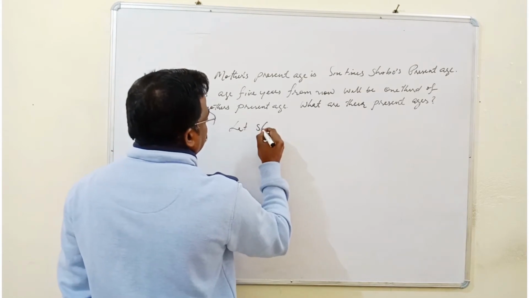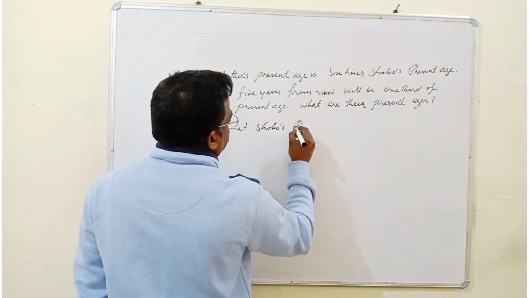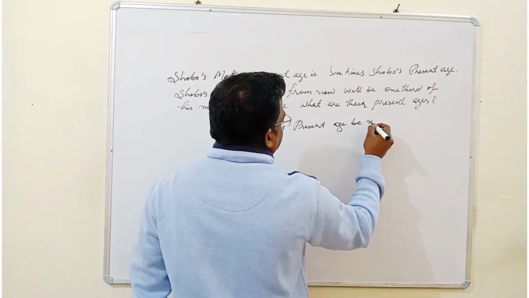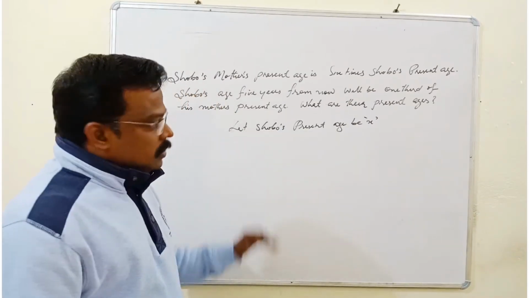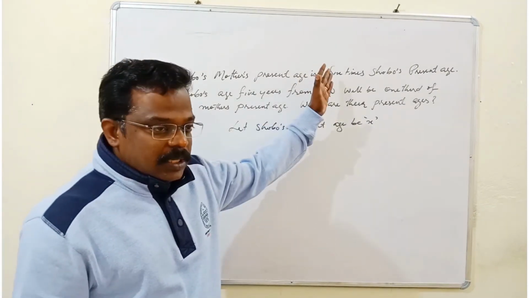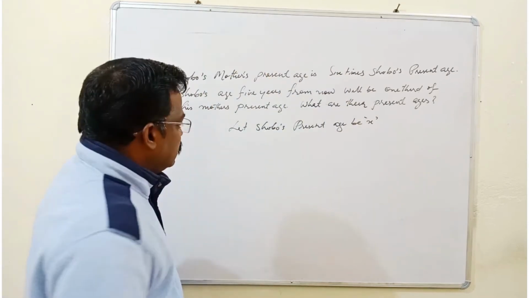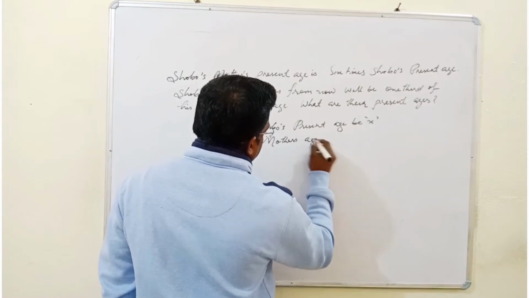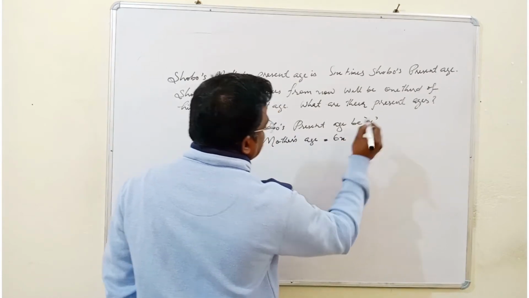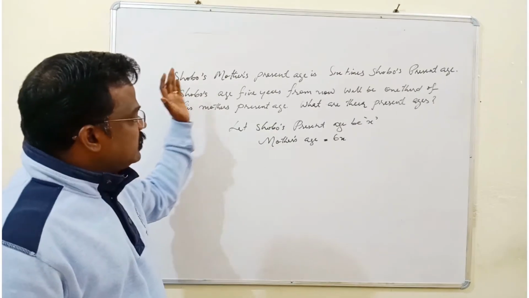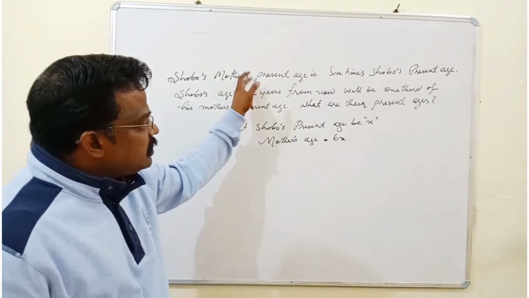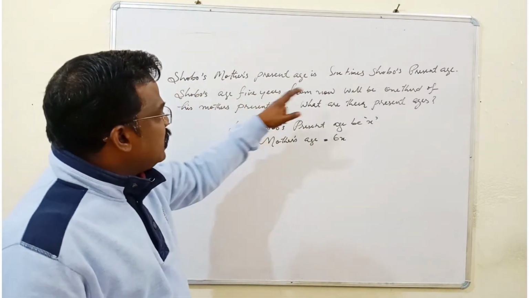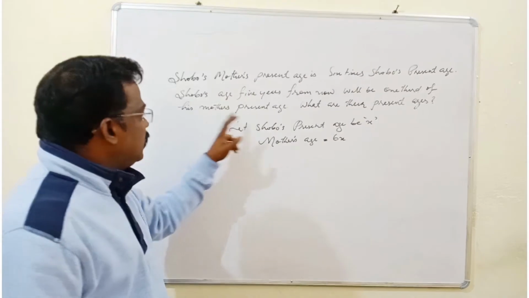Let Shobo's present age be x. Okay. So then what will be mother's age? It will be 6 times his present age. So mother's age equals 6x. So if his age is x, mother's age will be 6 times his age, that is 6x. Now, Shobo's age 5 years from now will be 1/3 of his mother's present age.